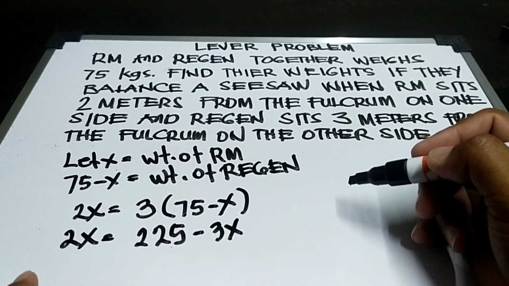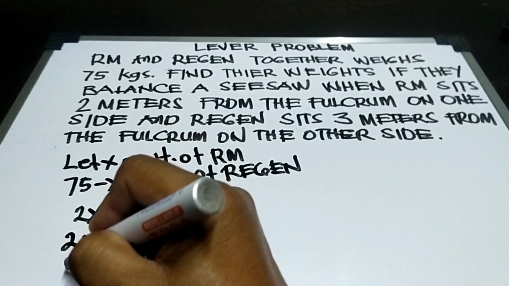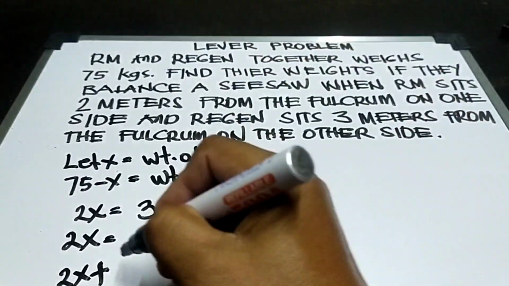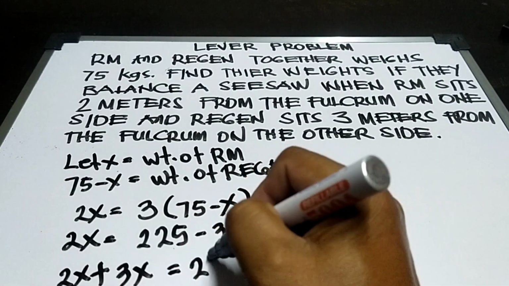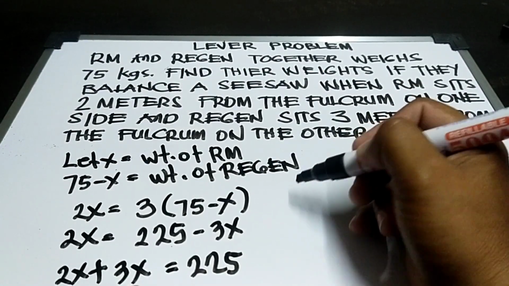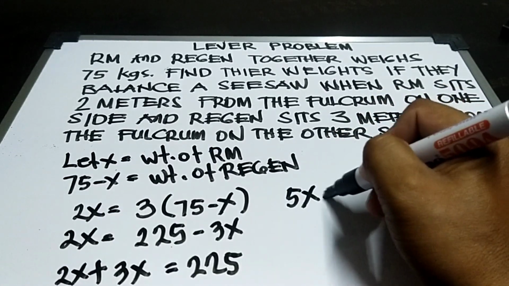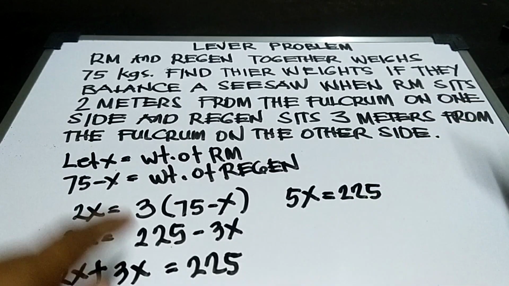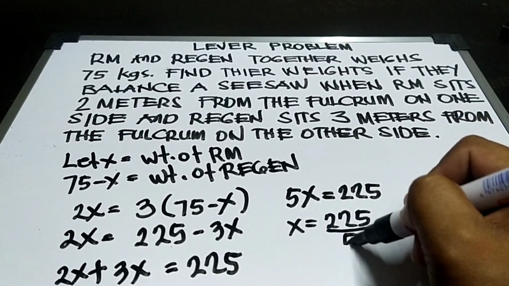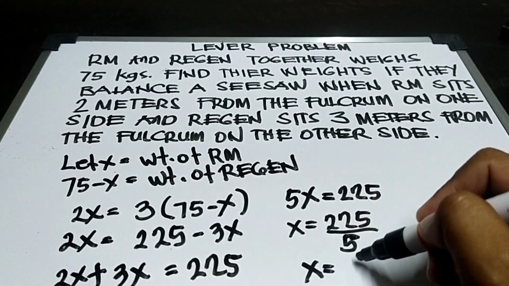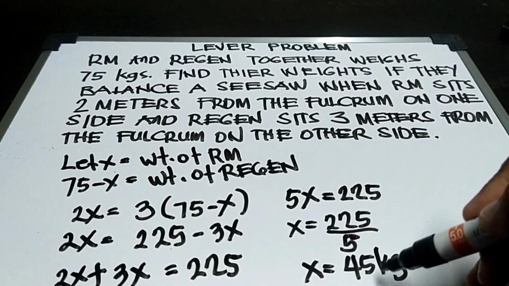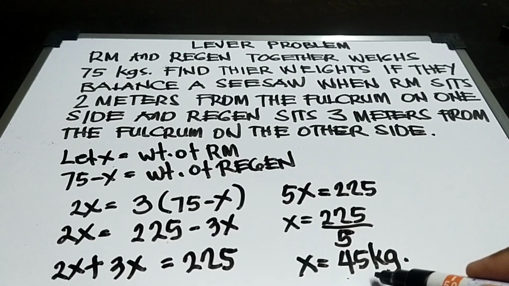Now we have to combine like terms. 2x plus 3x, positive because of transposition, is equal to 225. So 3x plus 2x is equal to 5x, which equals 225. Then x is equal to 225 over 5, so x is equal to 45 kilograms. This is the weight of RM: 45 kilograms.